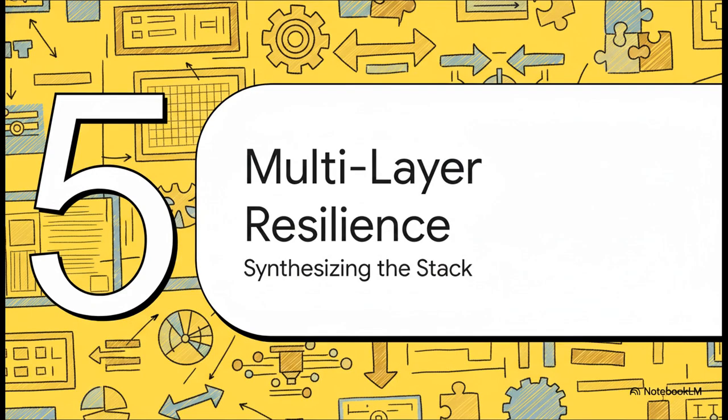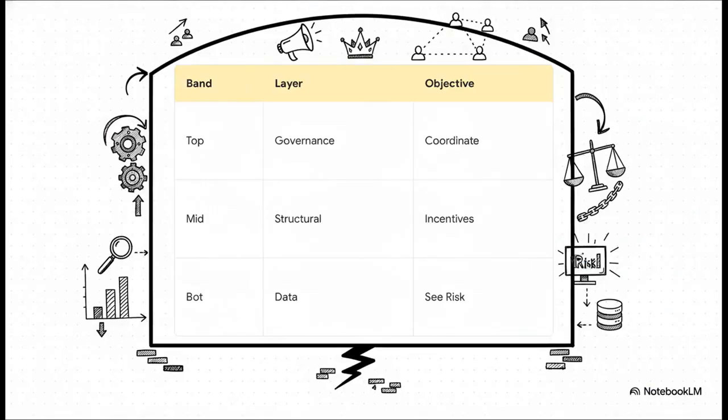Section 5. Building Multi-Layer Resilience. Let's bring all of this together now and synthesize our entire architectural blueprint into a cohesive, actionable whole. So the crucial point is how all of these elements lock together. You can see it clearly here in this master summary matrix.